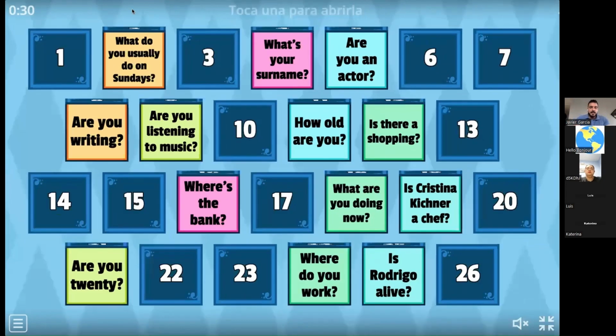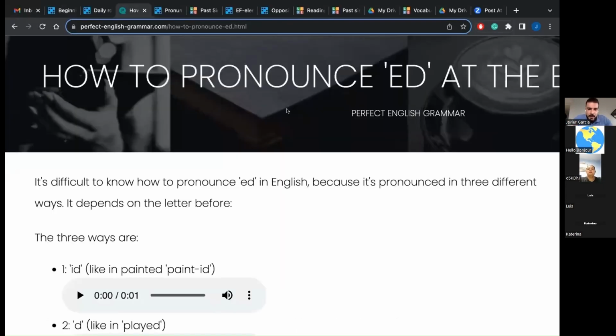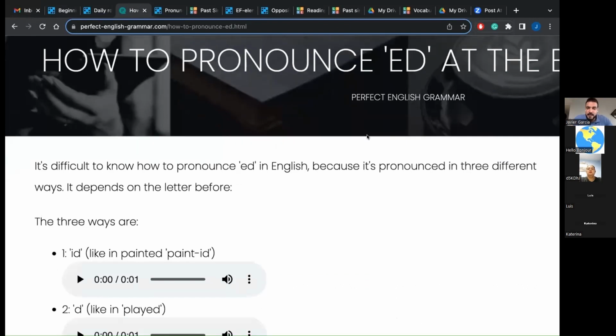Okay? So we were talking about, Luis, the ed at the end of the regular past simple words. The ed has three different sounds. It has the sound of the T, where it's going to sound t. It has the sound of the D, where it's going to sound d. And it has the sound of the ID, where it's going to sound like this, id, painted, for example.